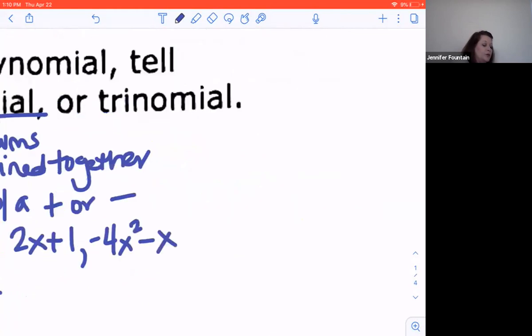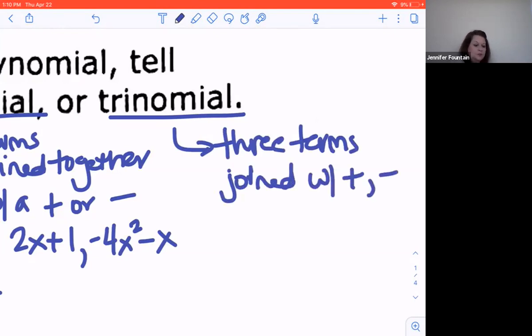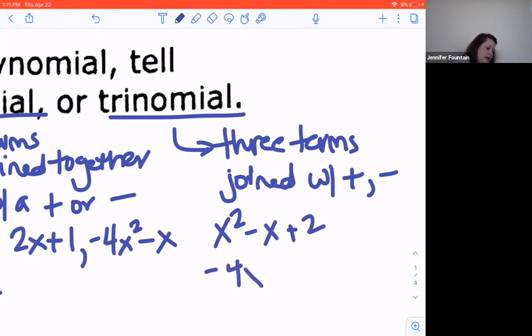And then a trinomial is going to be just like a binomial, except it is 3 terms joined with plus or minus. So x squared minus x plus 2, or -4x to the 4th plus x squared minus 1. These are all examples of trinomials.